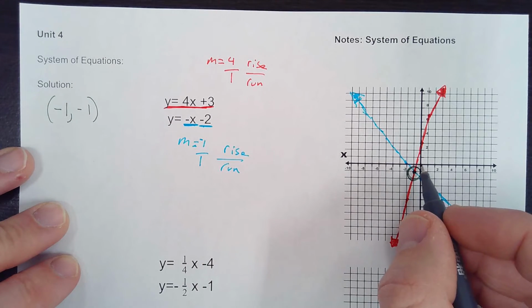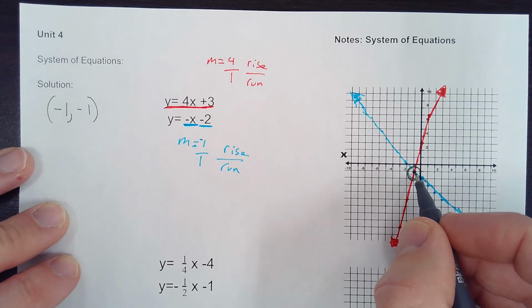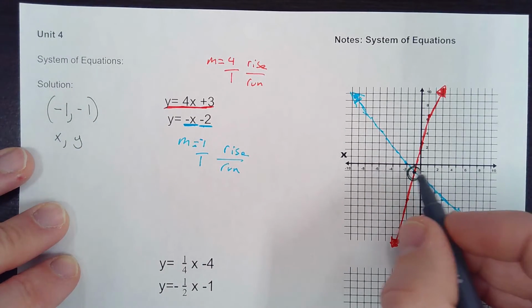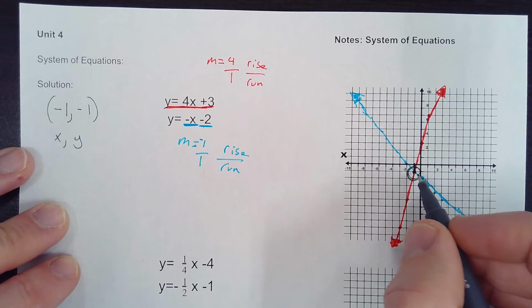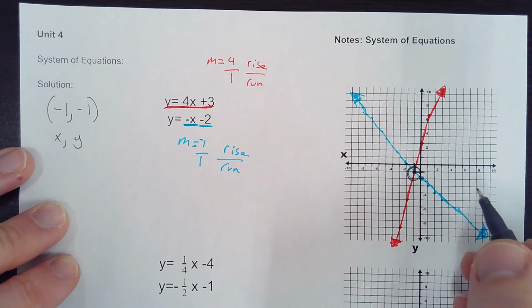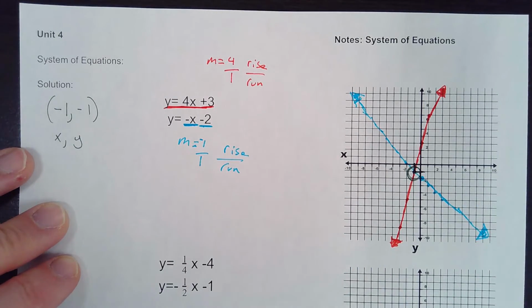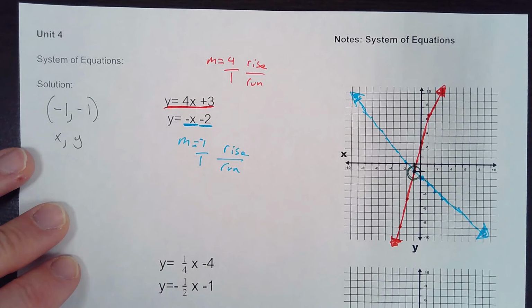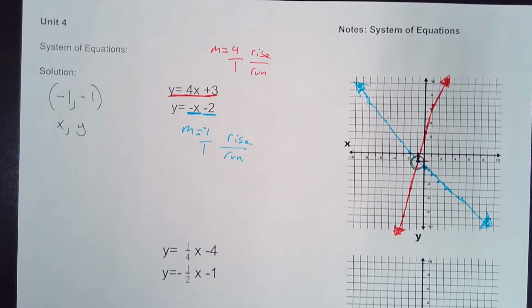Remember the x value, I move to the left, and then my y value, or this is x comma y. My x value is -1. My y value is -1. So the solution to this system of equations is -1, -1. All we do here is graph our lines and see where they cross. So we'll do one more.